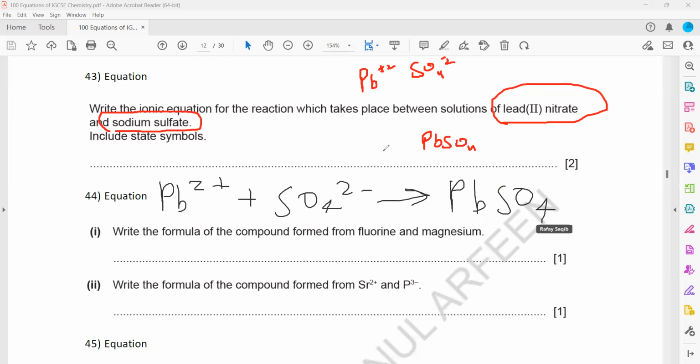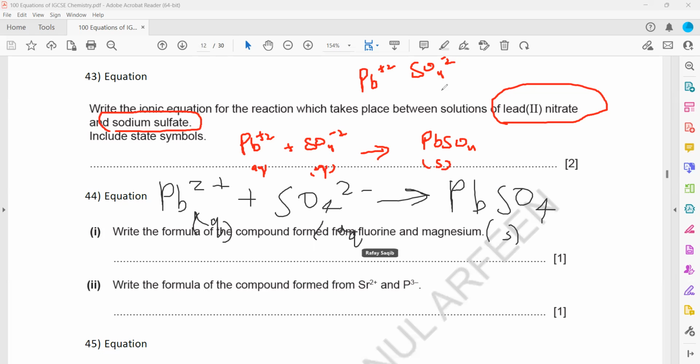So if lead sulfate is PbSO4, what are the ions that react? It means there will be a lead ion and a sulfate ion. And we need the state symbols. Ions are always aqueous and the precipitate which is formed is always solid. So if they ask for an ionic equation, we just include the ions which form the precipitate.